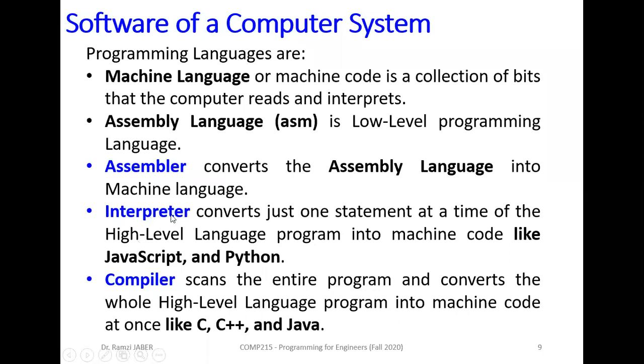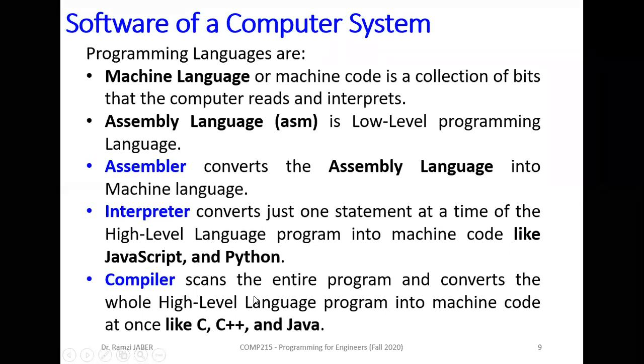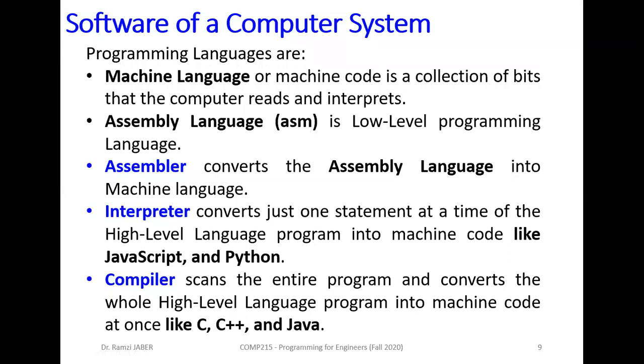The difference between interpreter and compiler: an interpreter, like Python, will convert the high-level language to machine code line by line. If there is an error, it will stop at that line. Whereas a compiler will scan all the code and give you the errors at once. There is an advantage on each side.